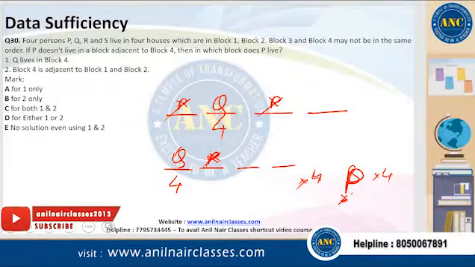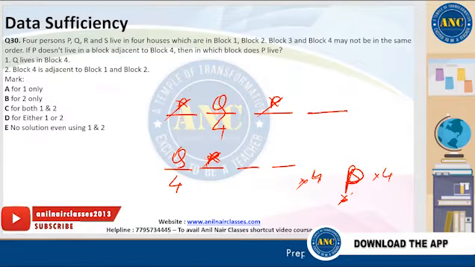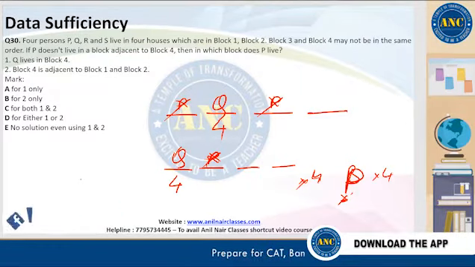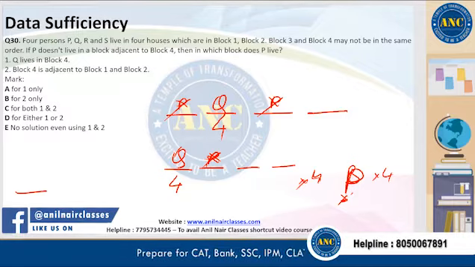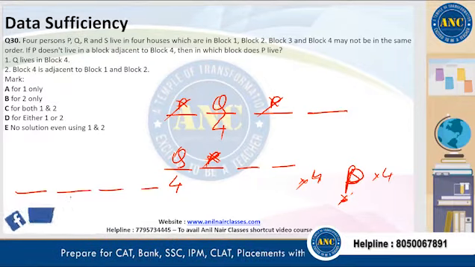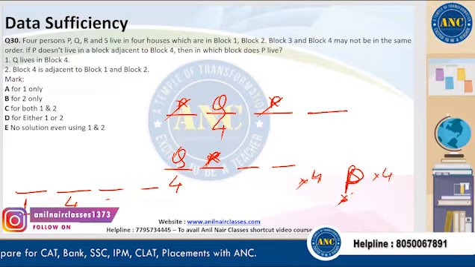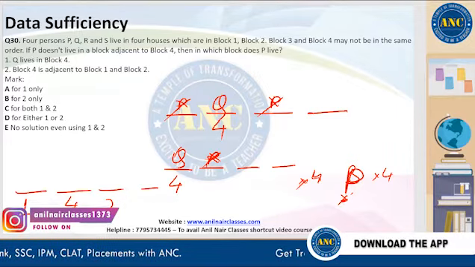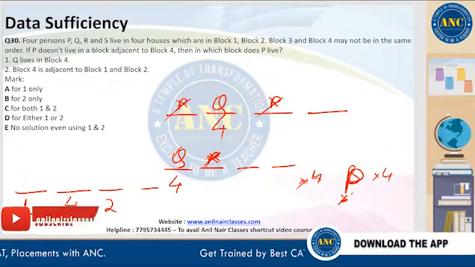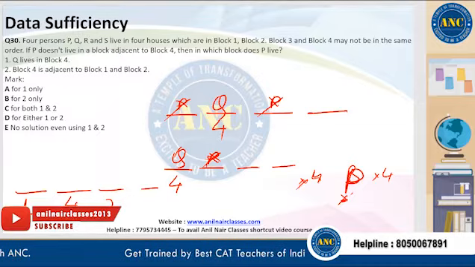Second statement. We go to the second statement, right? Block 4 is adjacent to block 1 and block 2. So we have only this data. We have only this data if block 4 is adjacent to block 1 and block 2. Could be the reverse, right? It could be the reverse. With that, can we identify in which block P does not live, right?